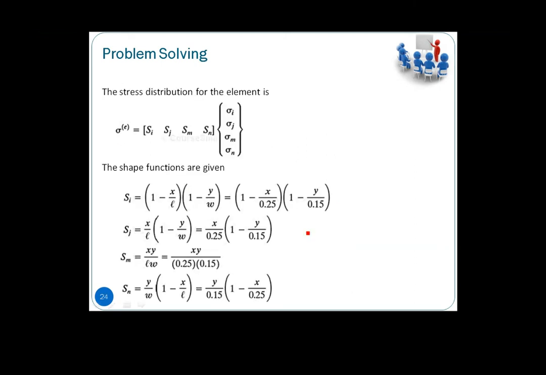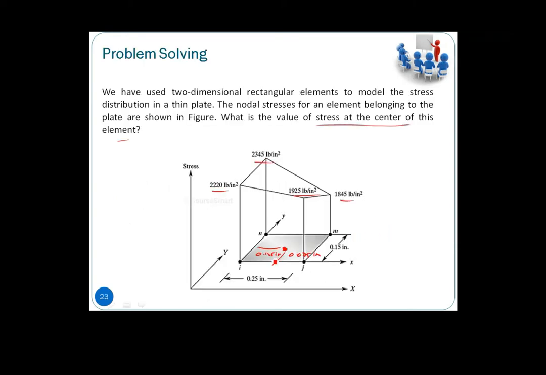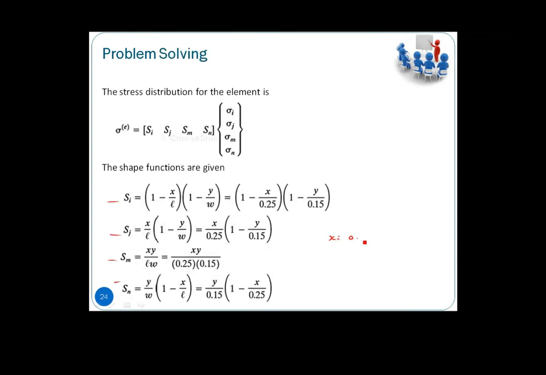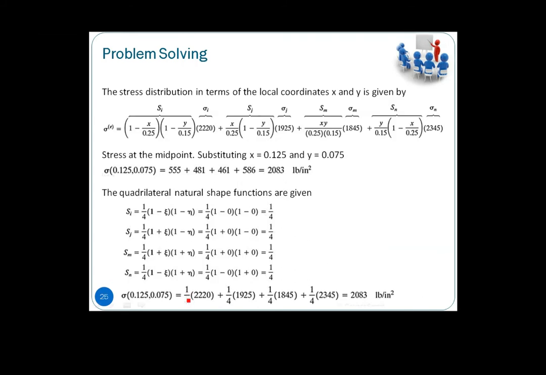So again, we can make use of the shape functions that we have derived just now, right? Then our x is 0.0125, 0.125. Our y is 0.075, 0.125. Then we can determine our Si until Sn. Then multiply with our nodal stress, respectively, with the shape function of that node itself, and we determine the stress at that midpoint is 2083. That is using the local coordinate shape functions.